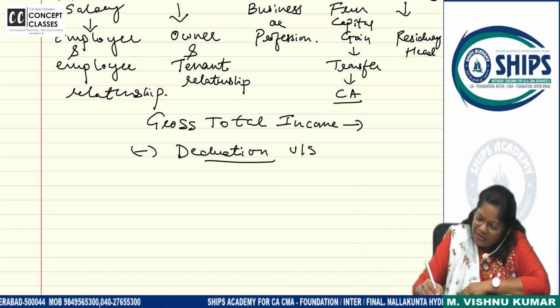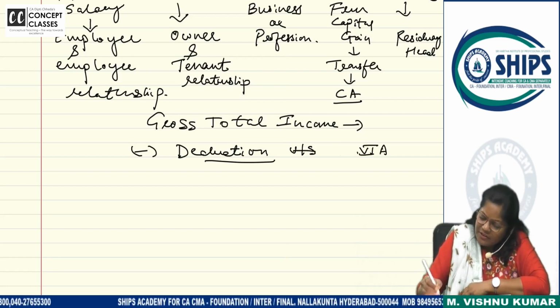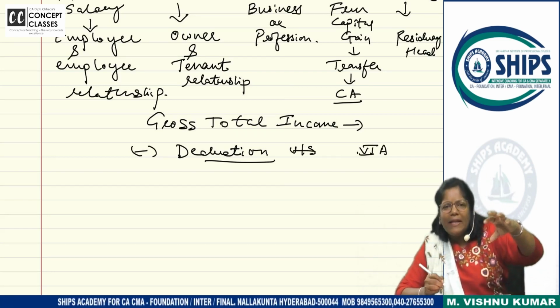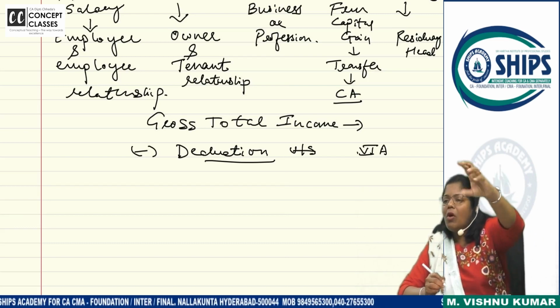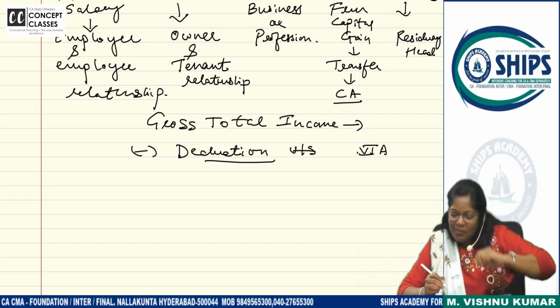Under section, it's called chapter 6A deductions. You put your money in PPF, LIC, you give donations to a mosque or a temple, all registered. You are doing a good cause. What does the government give you?